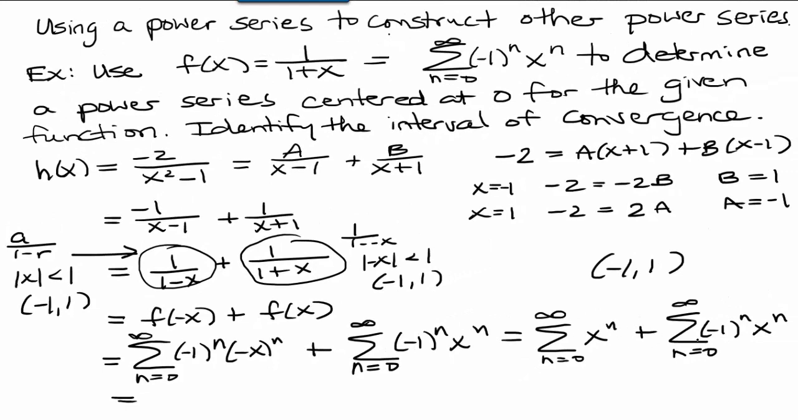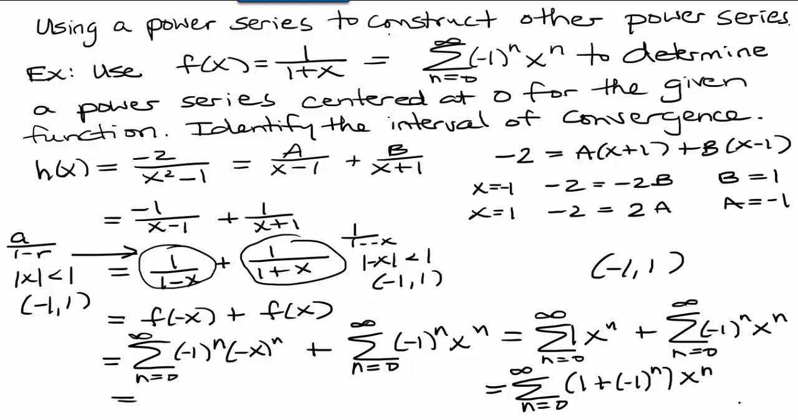Oh, but I do need to write this as one power series. So what we're going to do is add these two together, adding their coefficients. The coefficient of x to the n is going to be 1. The coefficient of this guy is negative 1 to the n. So we have 1 plus negative 1 to the n, times x to the n.